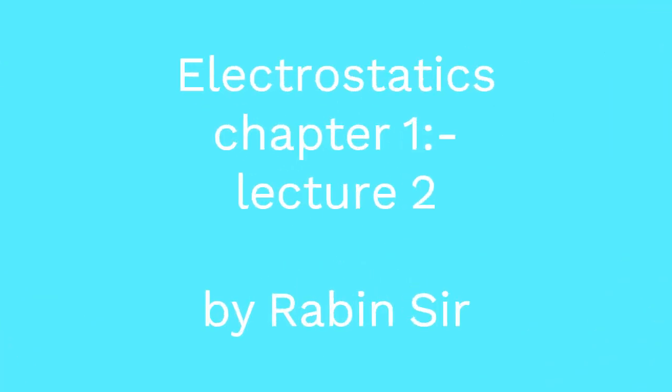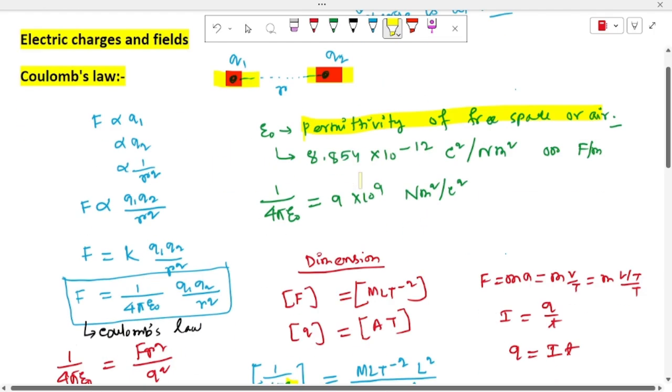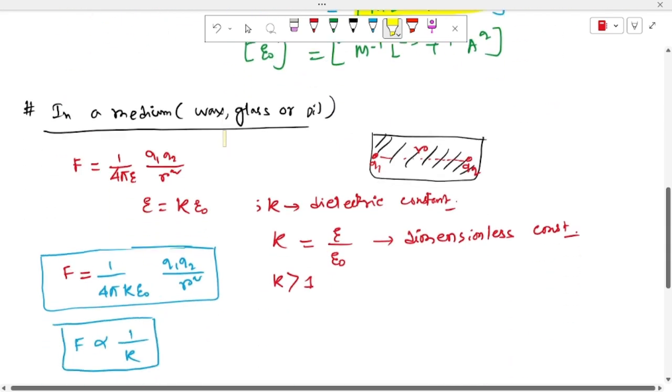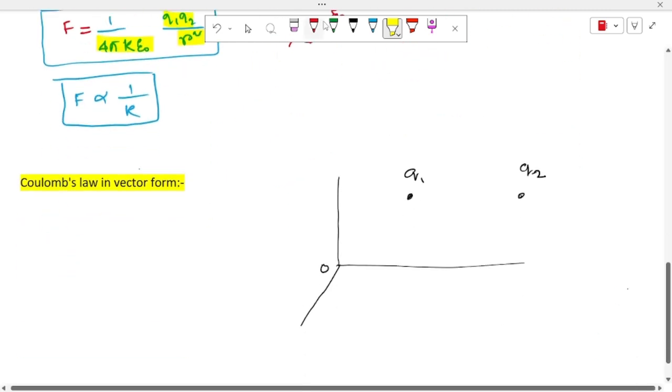Hello everyone. So far we studied the Coulomb law between two charges Q1 and Q2, and the expression of the force is equal to 1 by 4 pi epsilon naught Q1 Q2 by R square. But if it is in a medium, then it will be 1 by 4 pi kappa epsilon naught Q1 Q2 by R square. Now, what is the expression of the Coulomb's law in vector form?